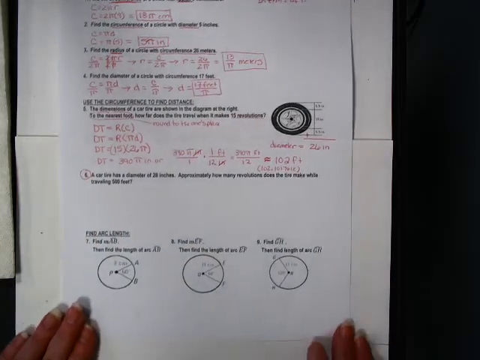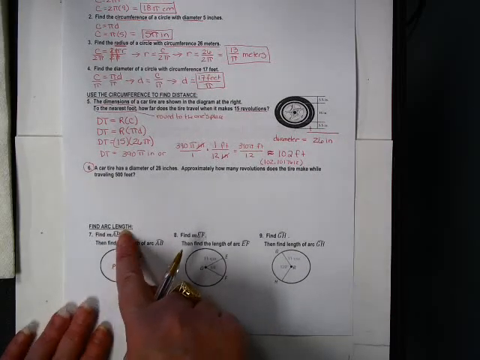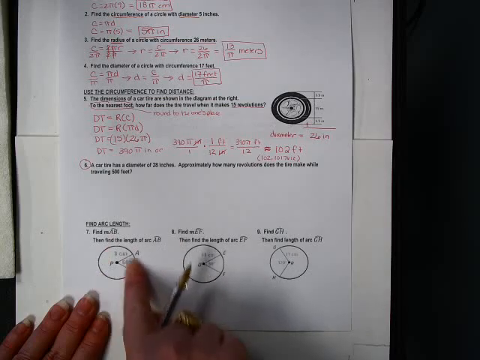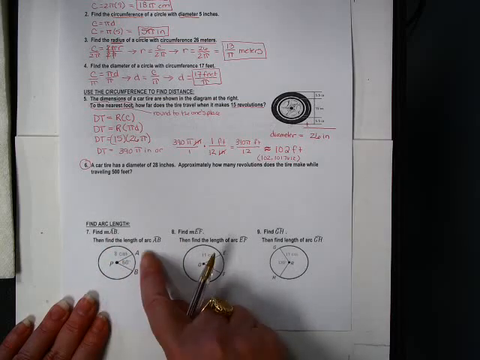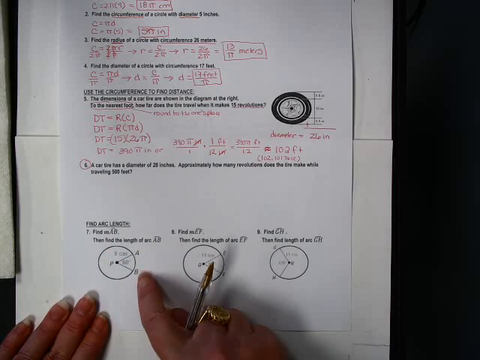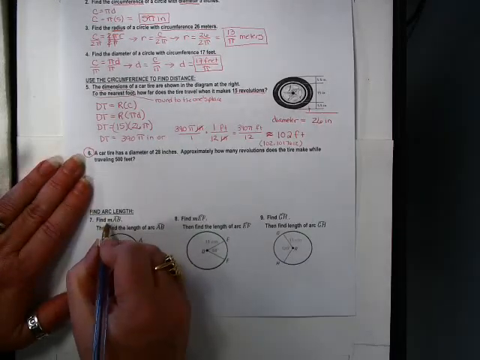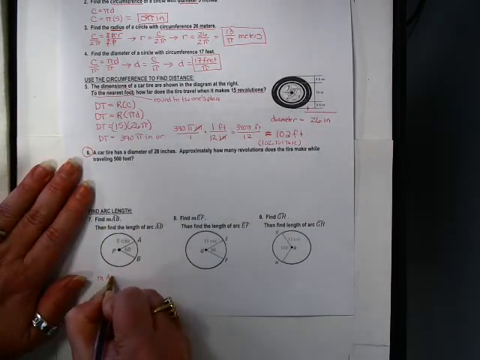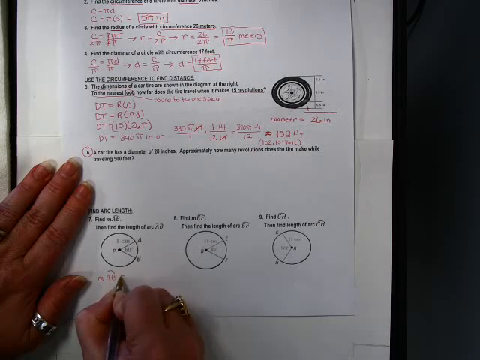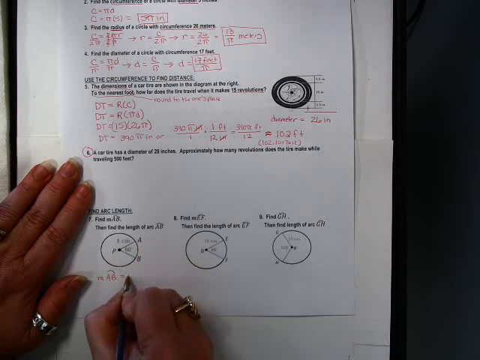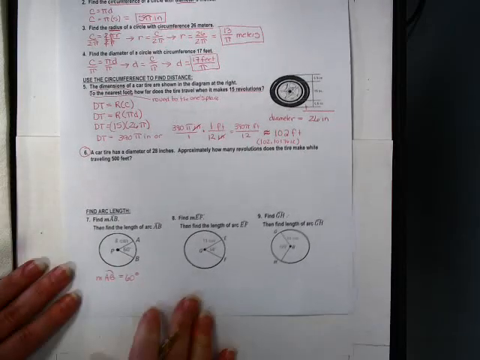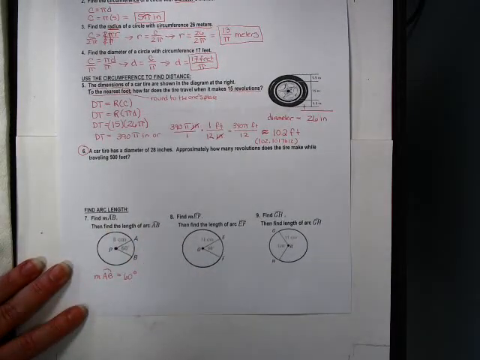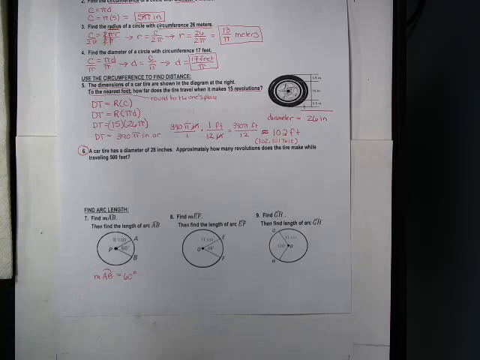Okay, next. Now we're going to move on to arc length. Find the arc length. Okay, we've got the circle here, it's circle P. And we want to find the measure of AB. Now remember, when I have this little M here, that means degrees. So the measure of AB is going to be the same as the central angle, which is 60 degrees. And when I want to find arc length, remember that that's just a portion of a circle.